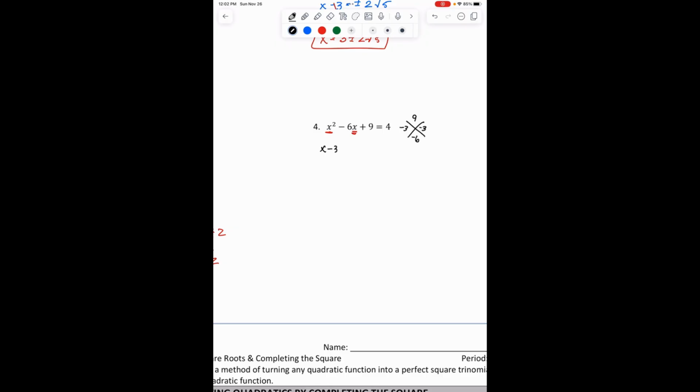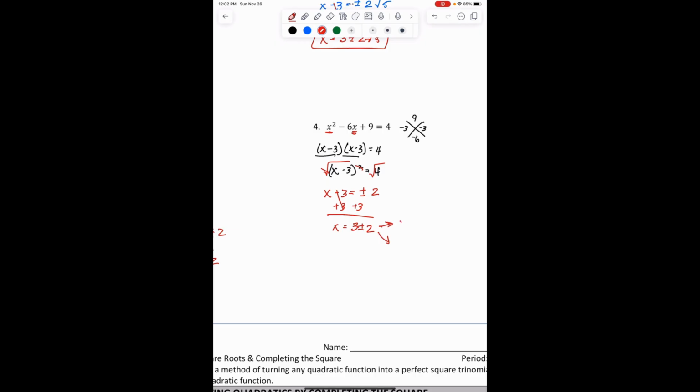So we would be multiplying to 9, adding to negative 6, which would be a negative 3 and a negative 3. So we can make this side x minus 3 times x minus 3 equals 4, right? Another way of writing this would be x minus 3 squared. So now on the left side, we do just have a binomial being squared. So now we can take a square root. Plus or minus, square root of 4 is 2. And then same thing, add the 3. So 3 plus or minus 2.